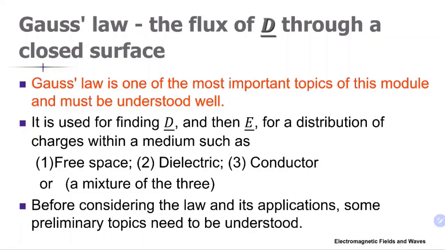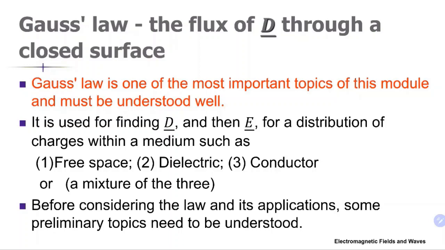Okay, so what we have done just now, we introduced an area vector and we introduced the electric flux. And the electric flux is the electric flux density dot product with the area vector. So Gauss law, the flux of D through a closed surface. Okay, this is one of the most important topics of this module, and you must know this very well.